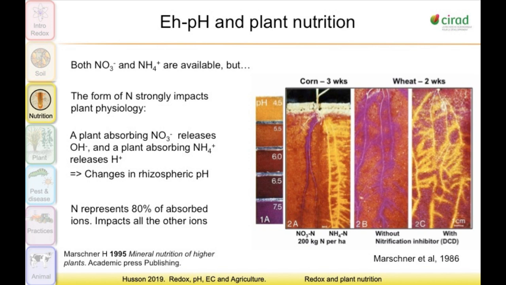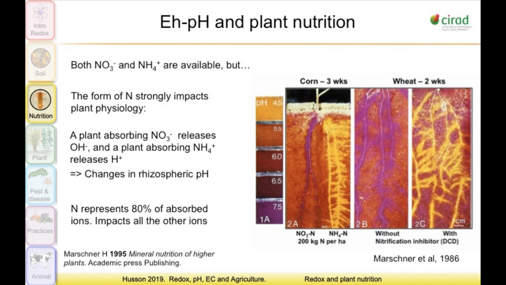This is a split root experiment here. That means it's the same plant, but we separate it. On the left, it's nitrate. And on the right, it's ammonium. You see the pH? You have a 3 pH unit difference between the two. It's huge. This is about the same here. There's a nitrification inhibitor, so that means there are no nitrates here, and there are nitrates here. You have the same pH difference.